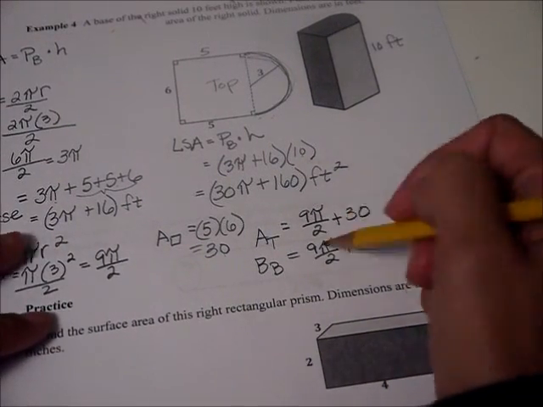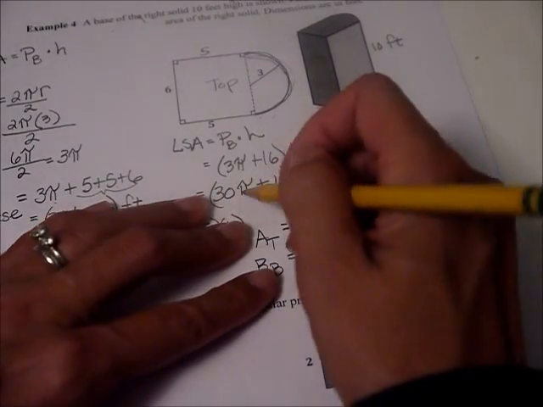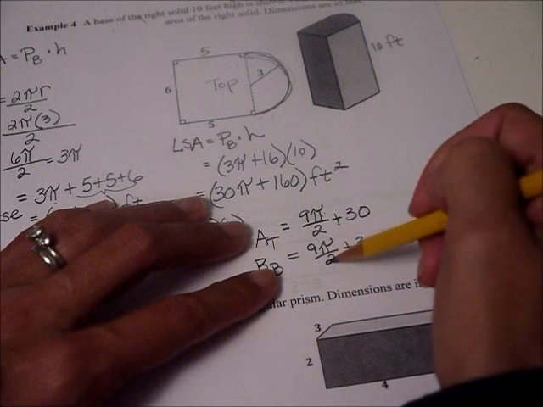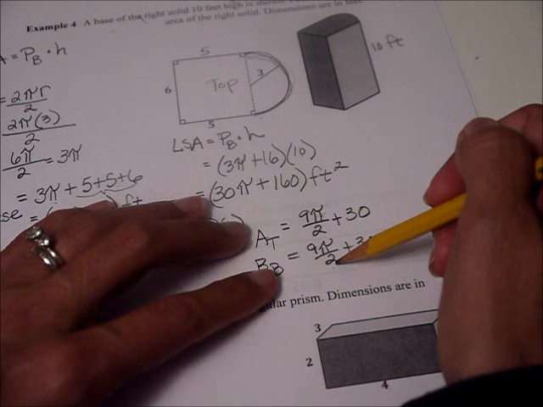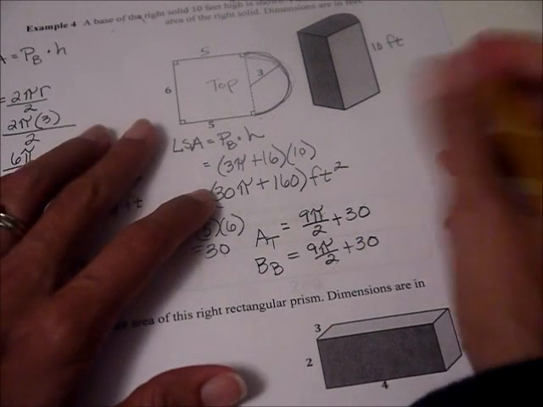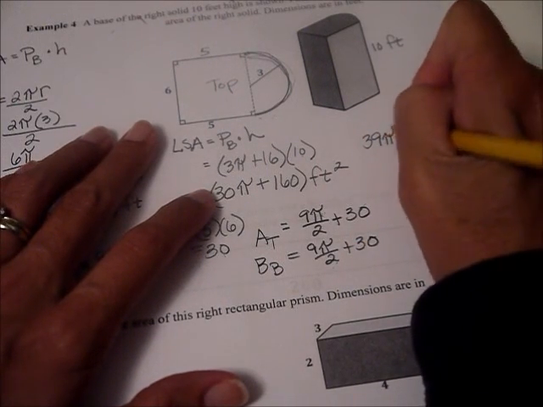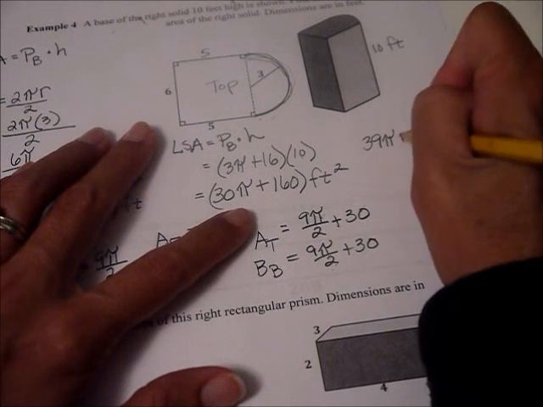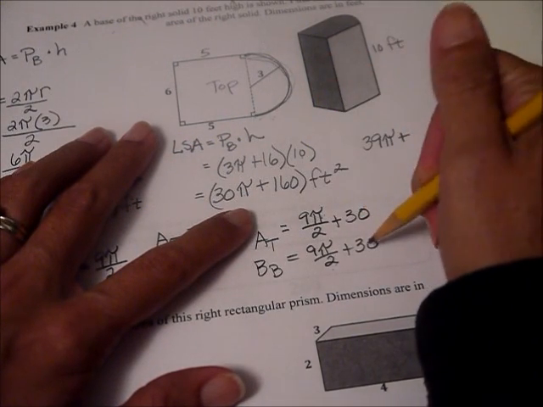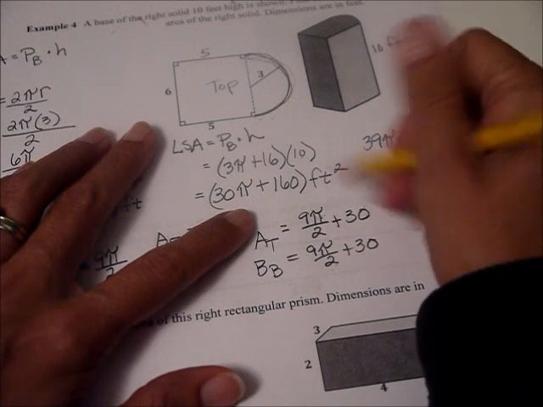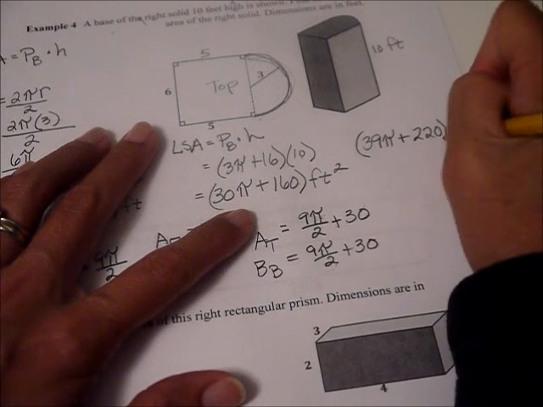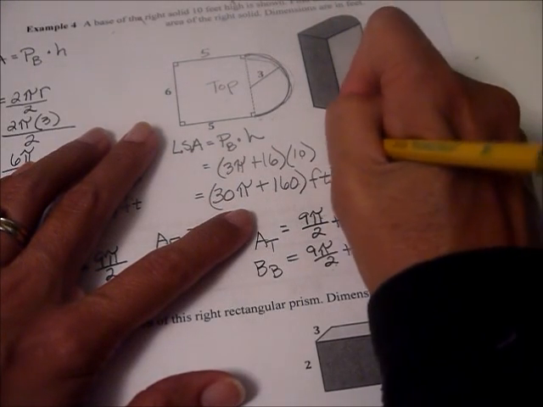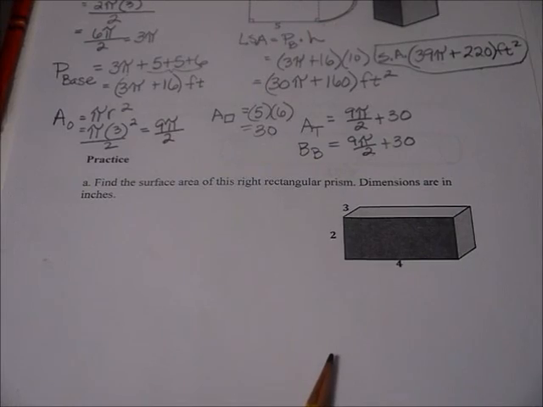Okay, so let's add those up. I'm going to add up all my pi's first. Okay, now I have 2 of these. I don't know if you realize this. 9 pi over 2 plus 9 pi over 2 is going to be 18 pi over 2, which is 9 pi. Okay, so 9 pi plus 30 pi is 39 pi. You might need to rewind this and listen to it over again if you don't know where I get these numbers. 160 plus 30 plus 30. Okay, 60 plus 160 is 220. And I'm going to call that feet squared.